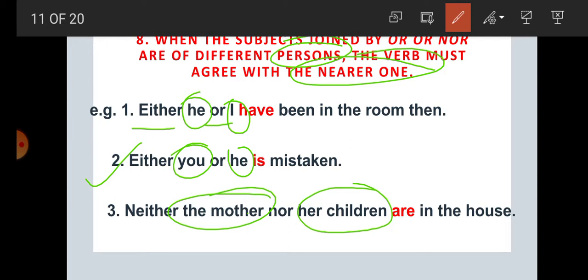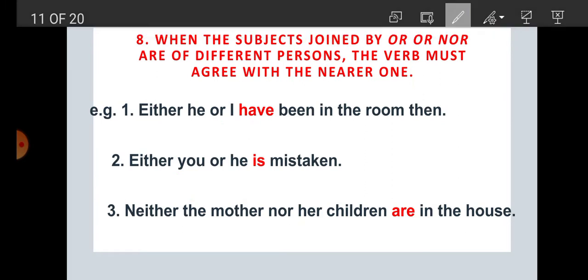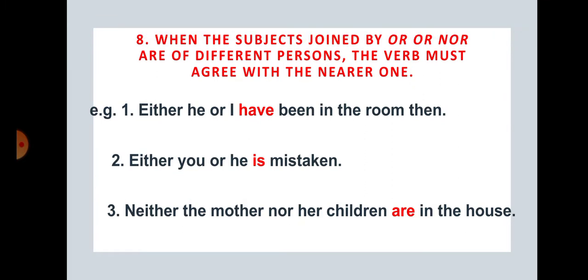So what did we get here? The verb must be according to the nearest one. So here I is the nearest subject, that's why have is correct. Second example, student, he is the nearest, that's why is is correct. Third one, her children is the nearest subject, that's why are is correct. So we have got the rule here that when the subjects joined by or, nor are of different person, the verb must agree with the nearest one.